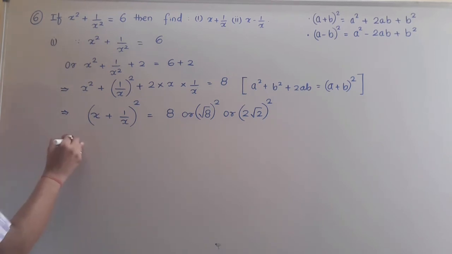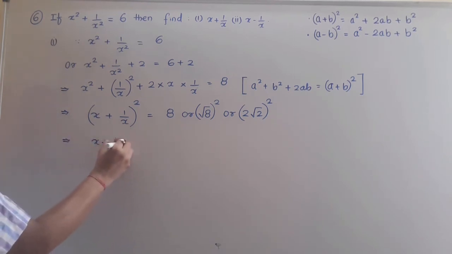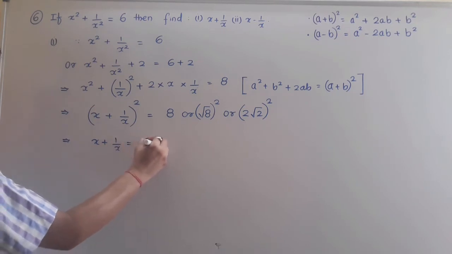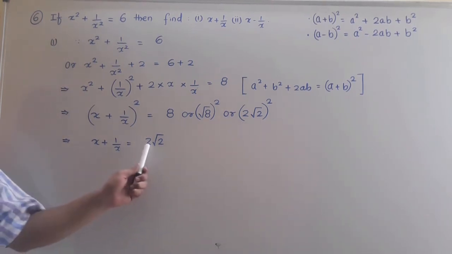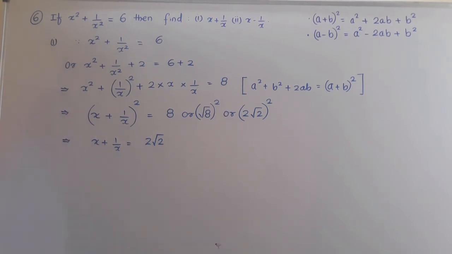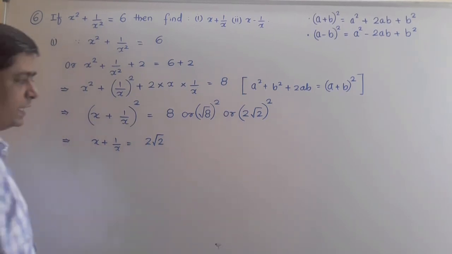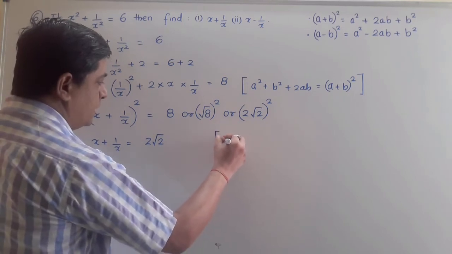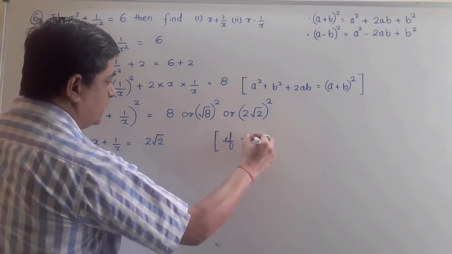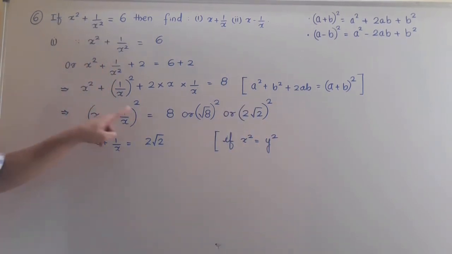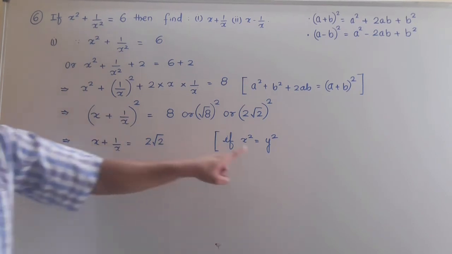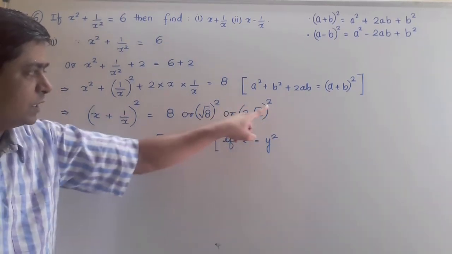So what we shall get here, x plus 1 upon x will be equal to 2 under root of 2. Okay, so here we can say x plus 1 upon x is equal to 2 under root of 2. But one thing is there. See, the formula says like this. Suppose I say the value of x square is equal to y square. Okay, here who is my x here? This whole term is equal to x square, and the whole is y square here. This 2 under root of 2 is my y.